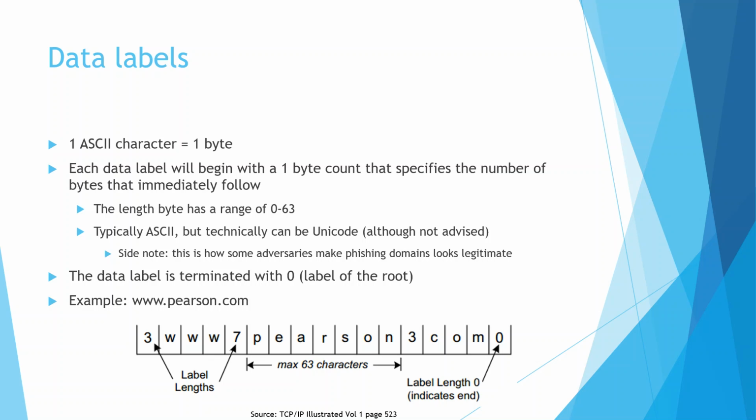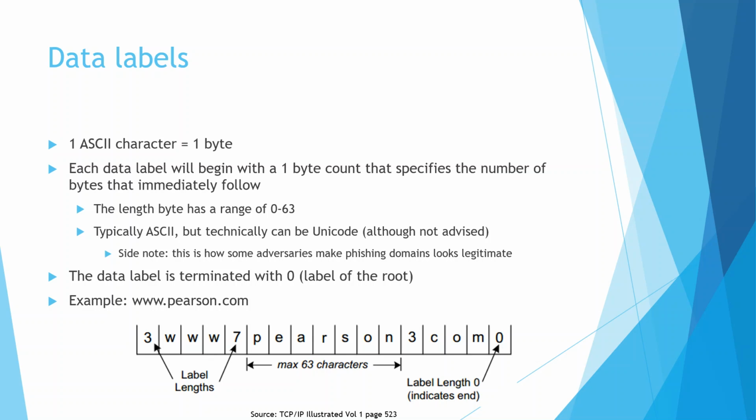So if we go down to the bottom, we can see the numbers 3, 7, 3, and 0. So 3 is going to be the number of bytes after that are going to be the length of that label. So for instance, 3 is going to be the byte length of www. Again, ASCII characters, 3 characters, 3 bytes. Same thing with Pearson. You put a 7 in front of that because there's going to be 7 bytes after.